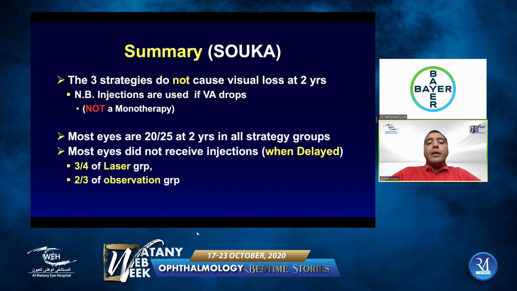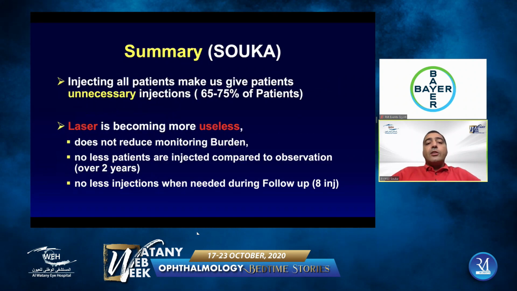Importantly, if you delay injections, 3/4 of the laser group did not receive any injection, and 2/3 of the observation group did not receive any injections. So injecting all patients would make us give unnecessary injections in the area of 65-75% of patients. So I wouldn't actually inject everybody in the high visual acuity DME patients. Laser is becoming useless; it's not reducing the monitoring burden.